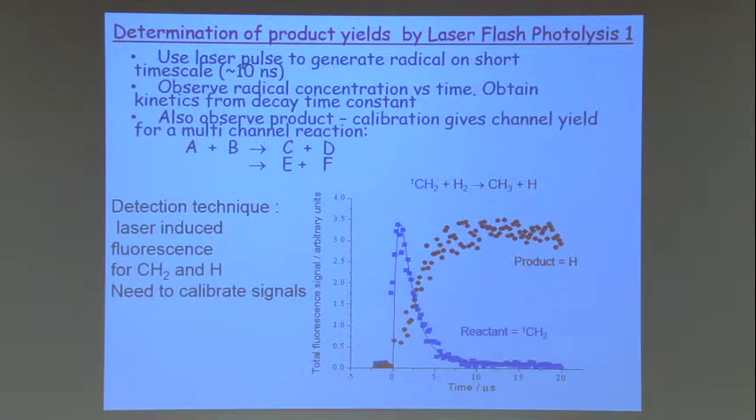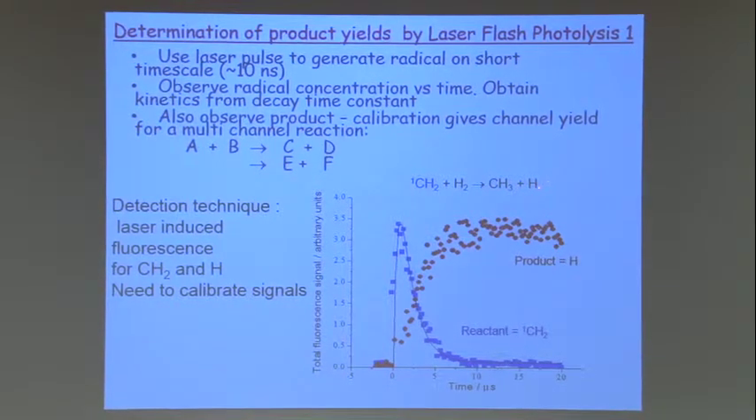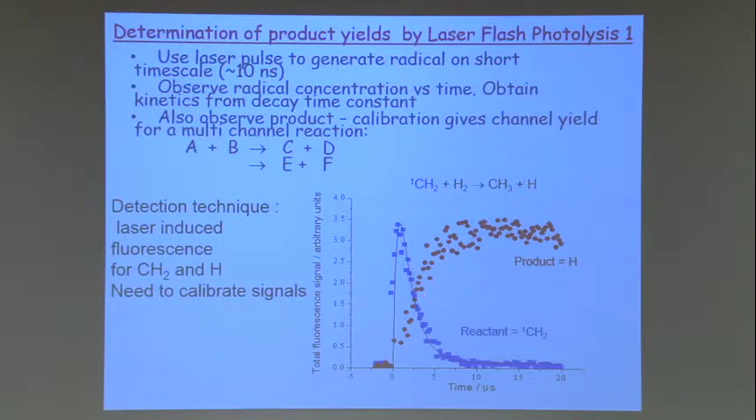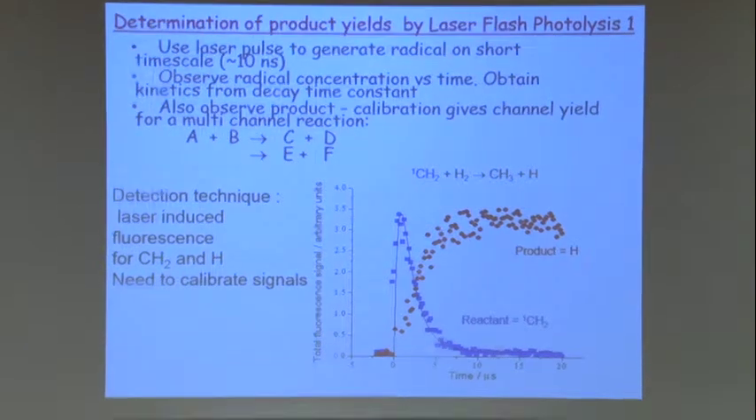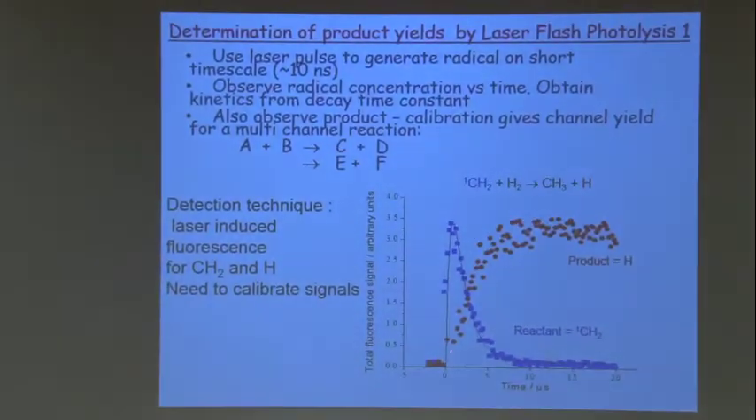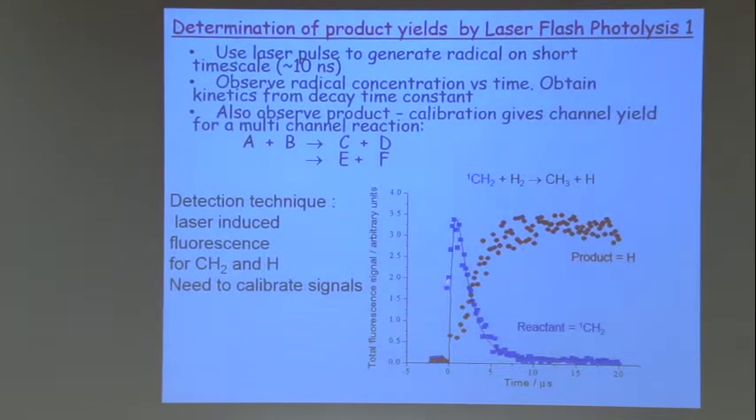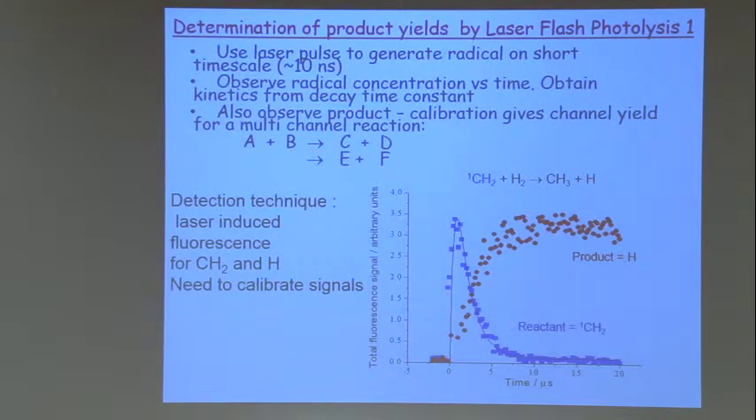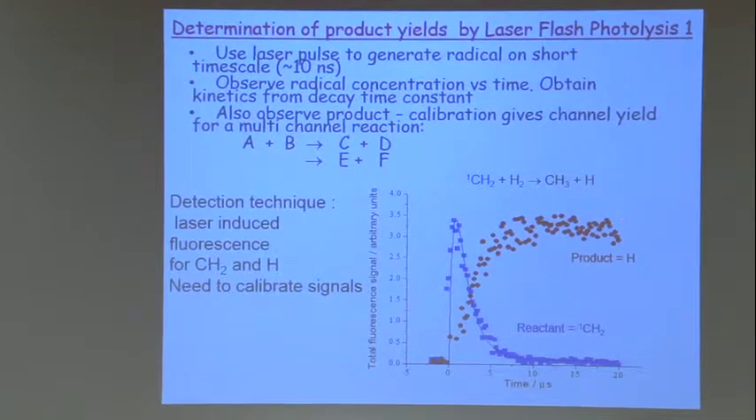One of the key things also is to determine the yields of the products. What we've been talking about is looking at the decay of the reactants, but we also need to measure the formation of the products. And so here is singlet methylene reacting with hydrogen, forming CH3 plus H. And there's the singlet methylene decaying away. It's been monitored by laser-induced fluorescence. And here's the hydrogen atom, also monitored by laser-induced fluorescence, increasing as the reaction takes place.